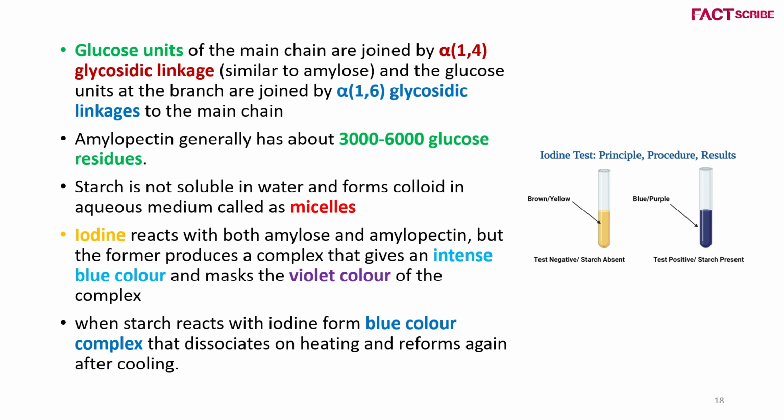Then how is the presence of starch identified? It is mainly identified by the iodine reagent. Iodine reacts with both amylose and amylopectin to give a violet color complex. When starch reacts with iodine, they form a blue color complex that dissociates on heating and reforms again after cooling.